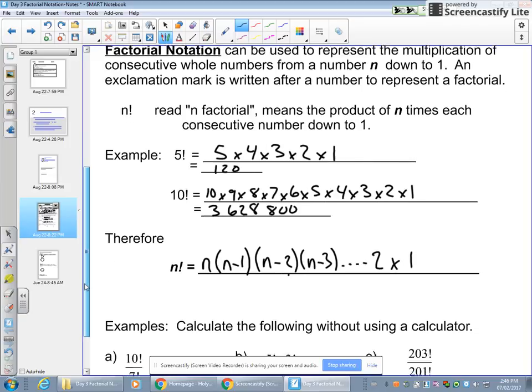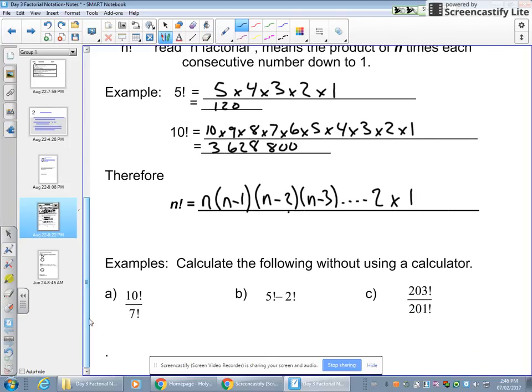So some examples of what that is. In this case, 10 factorial divided by 7 factorial. We're asked to calculate this without using a calculator. So we know that 10 factorial is simply 10 times 9 times 8 times 7 dot dot dot. And 7 factorial is 7 times 6 dot dot dot all the way down to times 1, right?